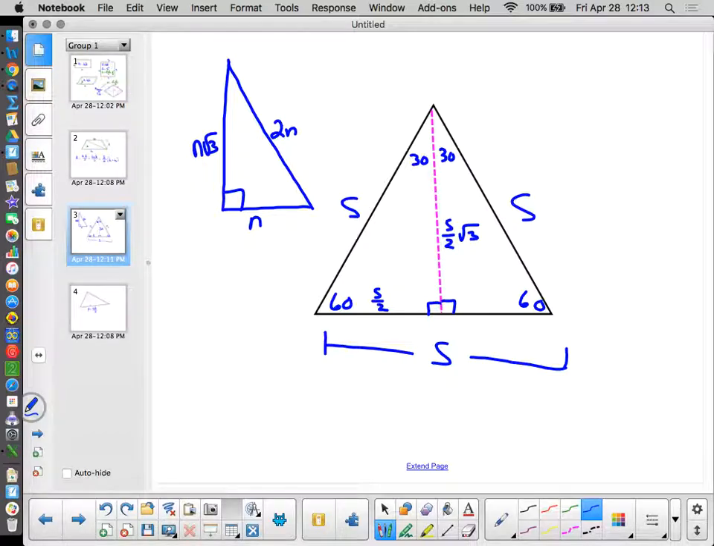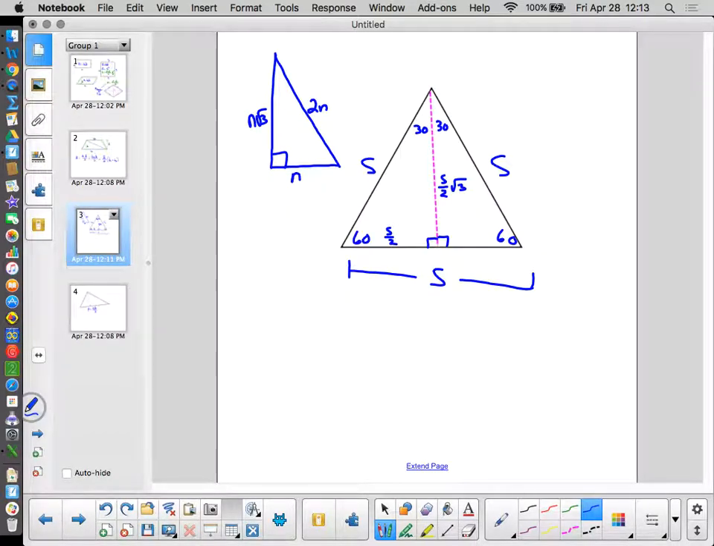So, what's the area going to be using base times height divided by 2? It's base times height times 1/2.